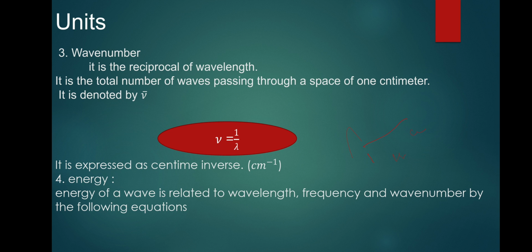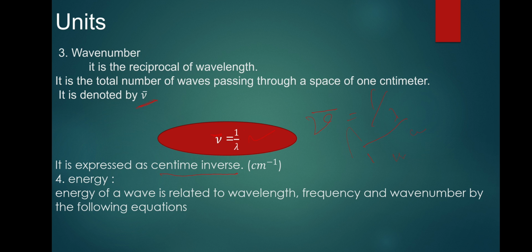Okay, and it is actually the reciprocal of wavelength. So this is what we use to denote by nu bar. So nu bar is equal to 1 by lambda. Okay, nu bar is equal to 1 by lambda. Lambda we have units in angstrom, nanometer, centimeter, etc. Normally we used to denote it by centimeter inverse.